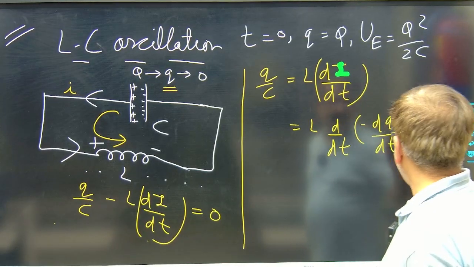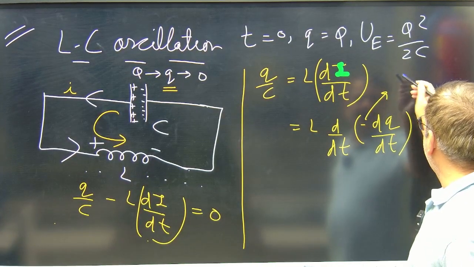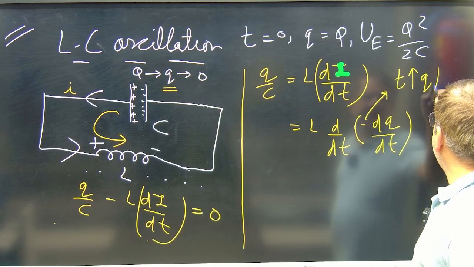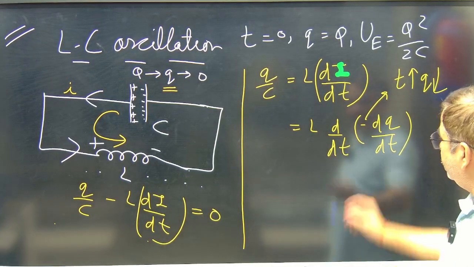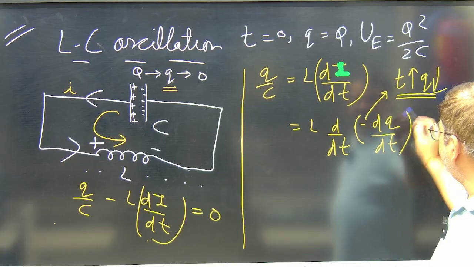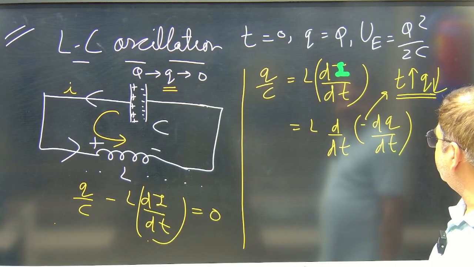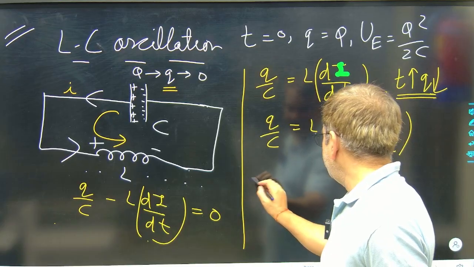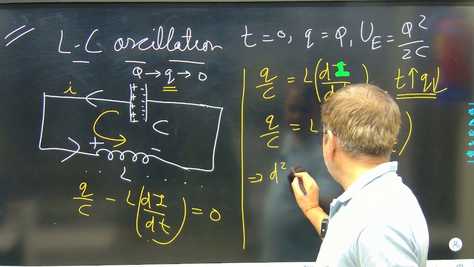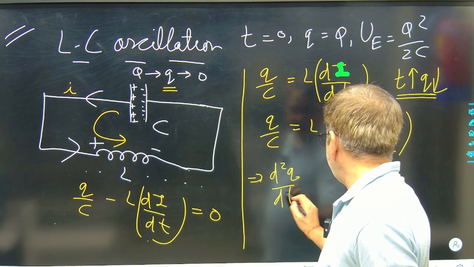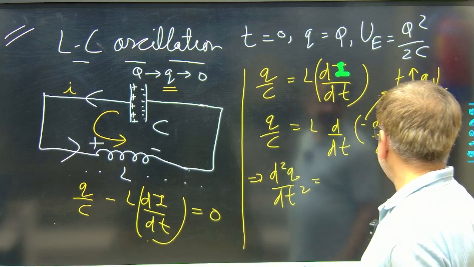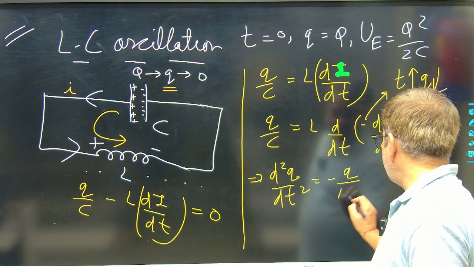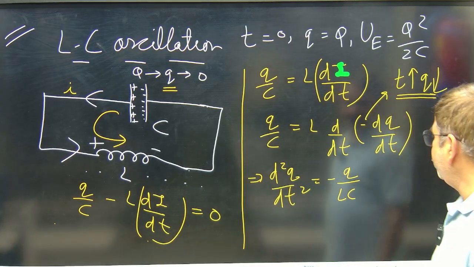Because for the time increase, charge will decrease in the capacitor. Initially, with the time increase, charge will decrease. Hence, I am putting this minus sign and it is q by C. Further, I will say d2q by dt square, the rate of flow of charge, and this value will be minus q upon LC. This arrangement we can make.